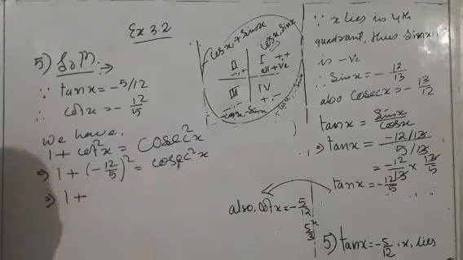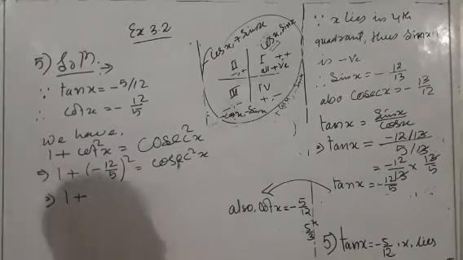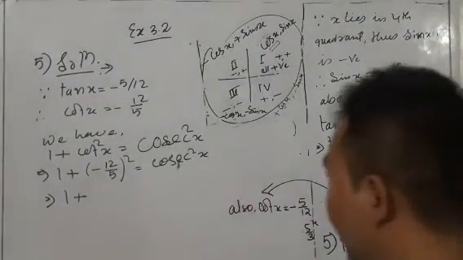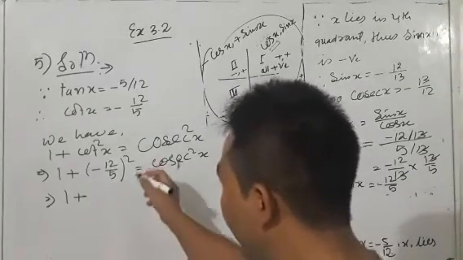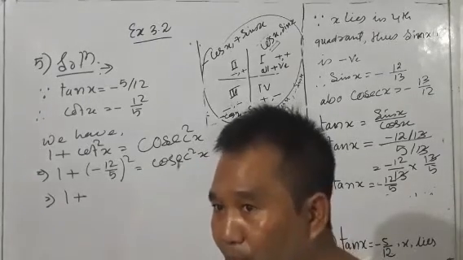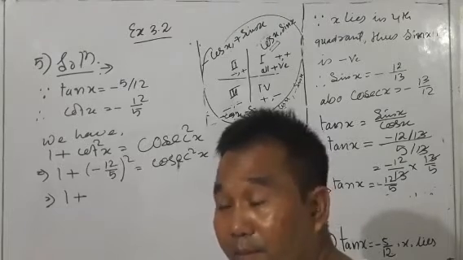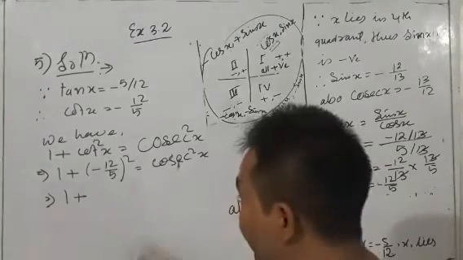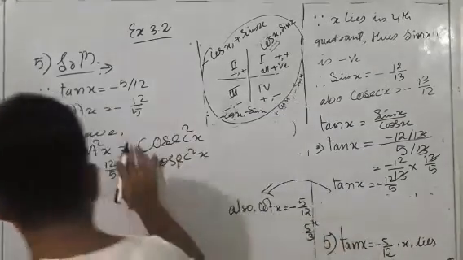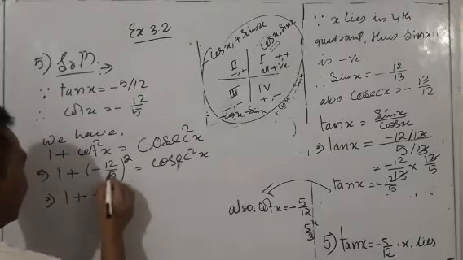Then it will be how much? 1 plus, so the minus will be gone. Why? If the power is an even number and the minus sign is within the square, it will become positive, because minus into minus is plus. If the power is an odd number, it stays negative itself. Okay?